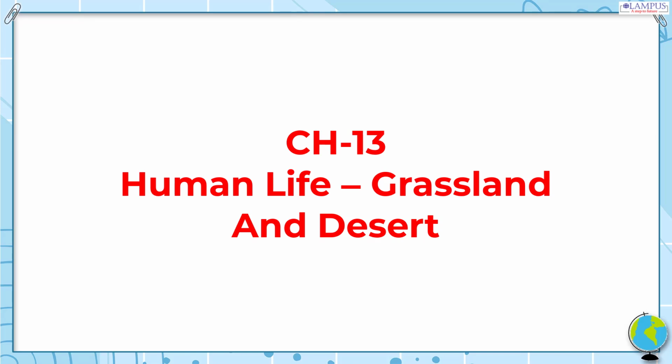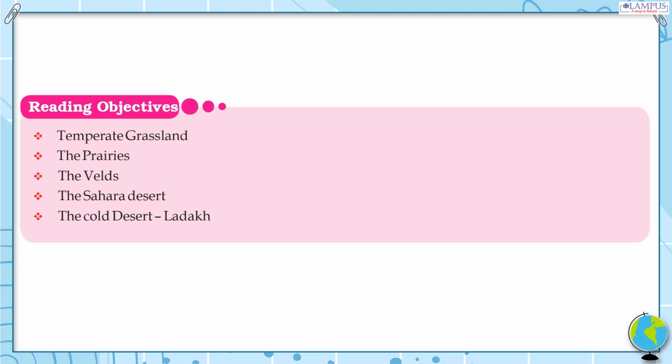Chapter 13. Human Life, Grassland and Desert. Reading Objectives: temperate grassland, the prairies, the velds, the Sahara Desert, the cold desert Ladakh.